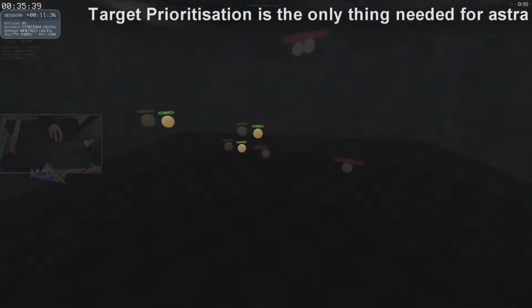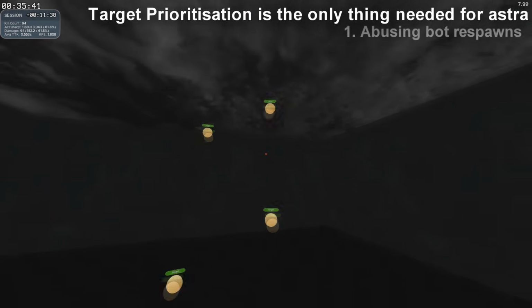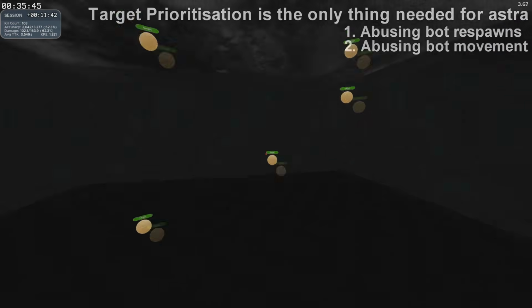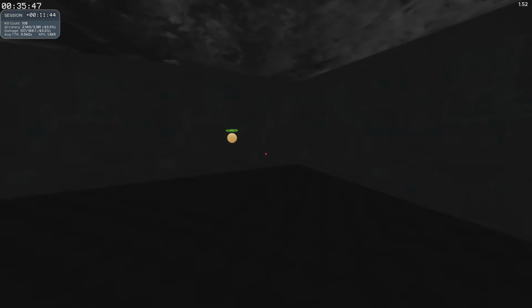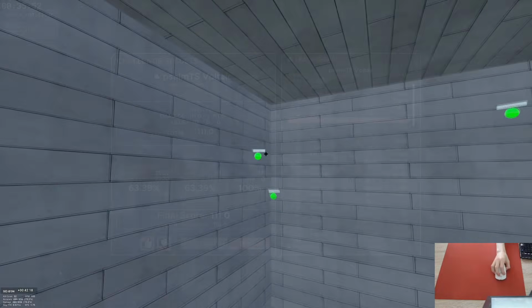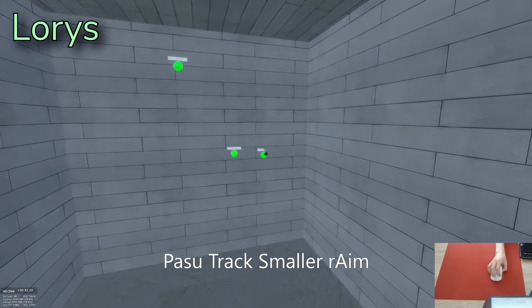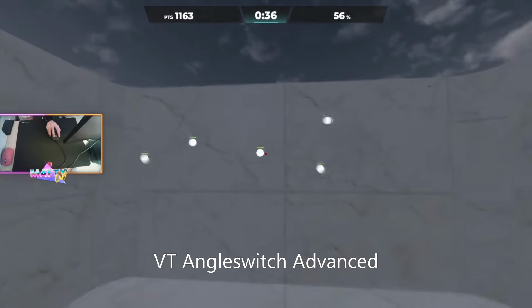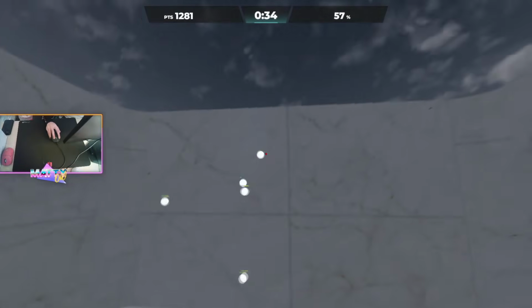Psalm TS punishes poor flicking technique and poor target prioritization. The smoother your landings and transitions are in Psalm TS, the easier it will feel when transferring these movements into KinTS, with higher TTK and farther map traversal, and eventually into maps like Passu or Angle Switch, where the smoothness of your micros makes or breaks your score.